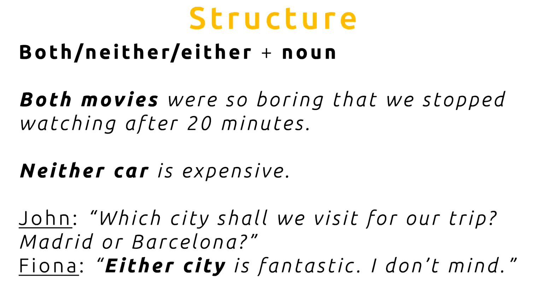Now, let's look at the structures for these words. There are a few structures, so again, make sure you have your pen and paper ready to take notes. Here is the first one. We can use both, neither, or either plus a noun. Here are some examples. Both movies were so boring that we stopped watching after 20 minutes.